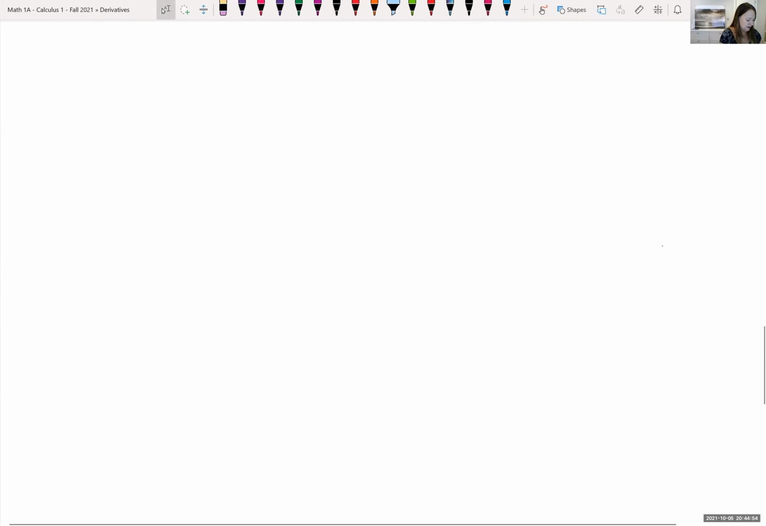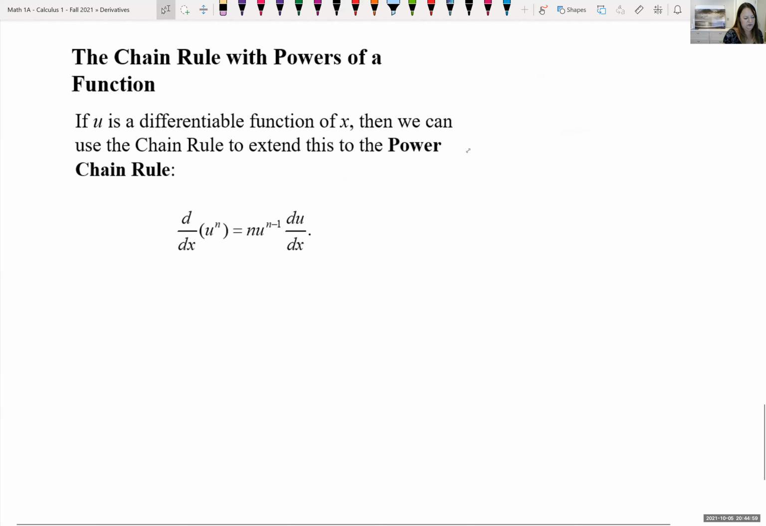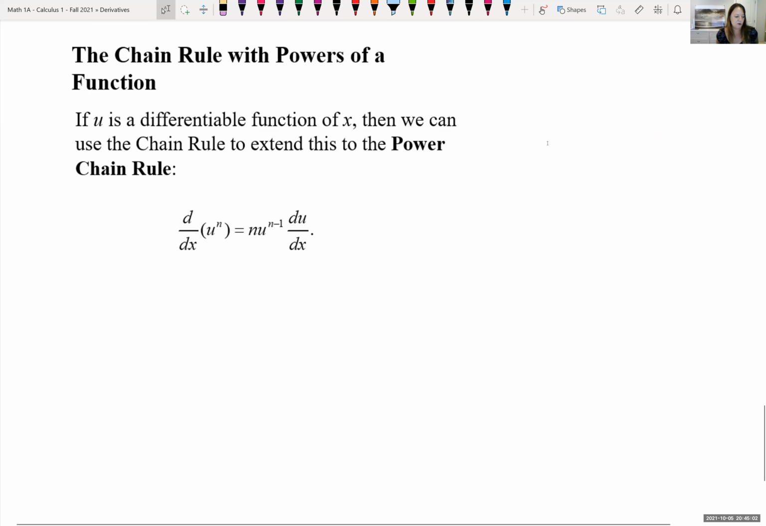So the chain rule with a power of a function. If u is considered to be a differentiable function of x, then we can use the chain rule to extend this to the power chain rule. So we have some inner function u raised to some power n. We're just going to use the derivative of the outer function, so bringing down our power and subtracting 1, keeping the inside the same, times the derivative of the inner.